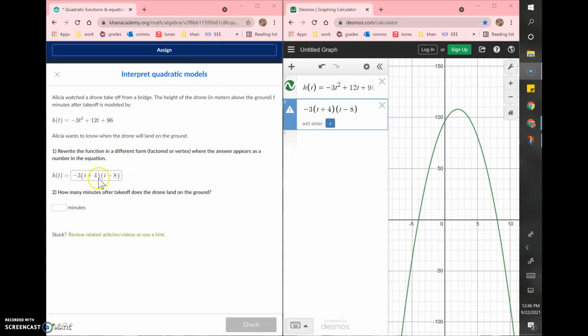Second question here. How many minutes after takeoff does the drone land on the ground? Now with this particular part, there are 2 x-intercepts, but we know that the first x-intercept can't be a viable option here because there's no such thing as negative time. So it's clearly asking for the second x-intercept. How long does the drone take to land on the ground again? It takes 8 seconds. Sorry, 8 minutes.